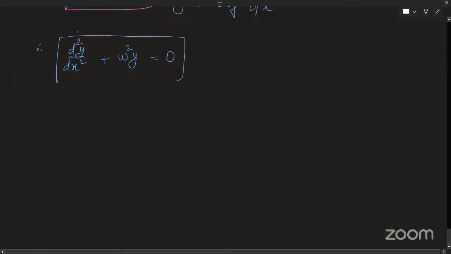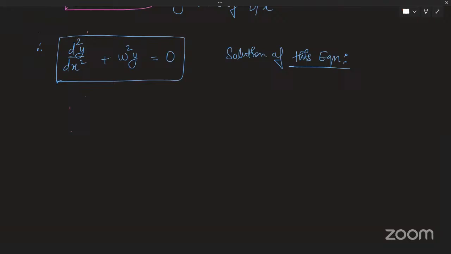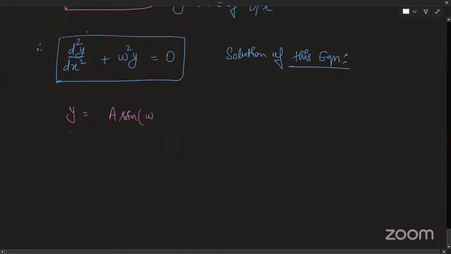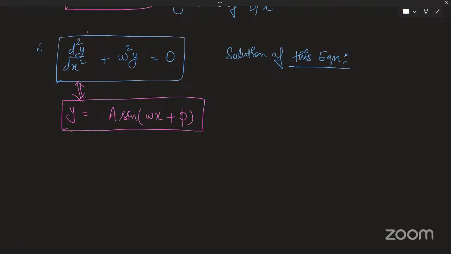Whenever you get some equation like this, the solution of this equation will always be a simple harmonic curve. So the solution of this thing will always be of this form, T sin omega square. So it is useful for you in many cases. In physics, it will be useful.